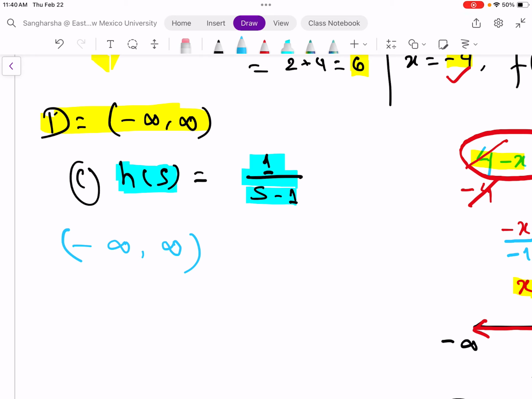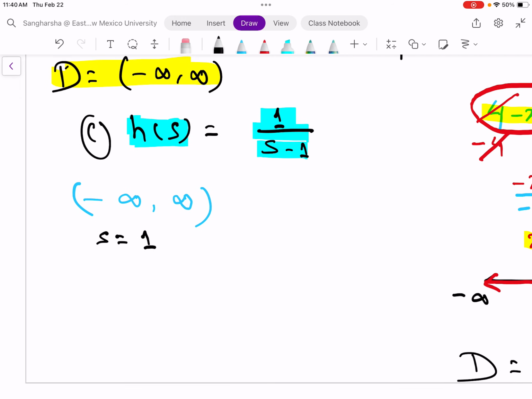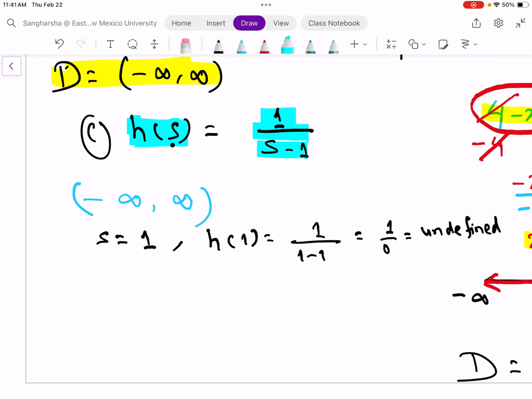1, right? So when you choose s equal to 1, let's see our output. You substitute 1 for every s here. So we have h of 1 equals 1 divided by 1 minus 1. So we get 1 divided by 0, and 1 divided by 0 is undefined. This is not a real number. So what can we say about the 1? Is it in the domain? No, 1 is not in the domain for this function.